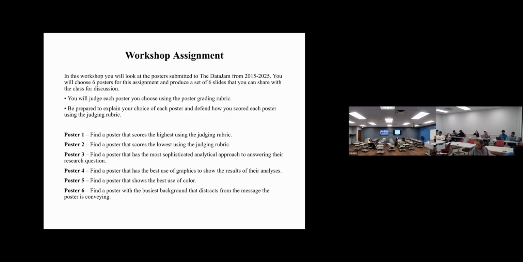Poster 2 is find a poster that scores the lowest using the judging rubric. And that, in a way, is somewhat easier to find. You want to look, but I think that'll be a little easier for you. Poster 3 is find a poster that has the most sophisticated analytical approach to answering their research question. Traditionally, many teams have looked at correlations.